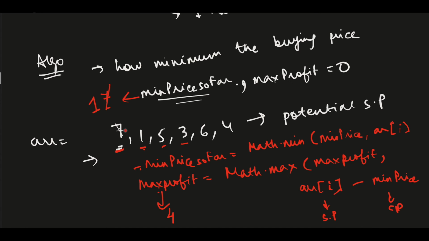Again 3 is not smaller. So min price so far will still remain as 1. Now it is going to recalculate 3 minus 1, which is 2. 2 is smaller than the maximum profit we have achieved. So that is why we are not going to change the max profit.